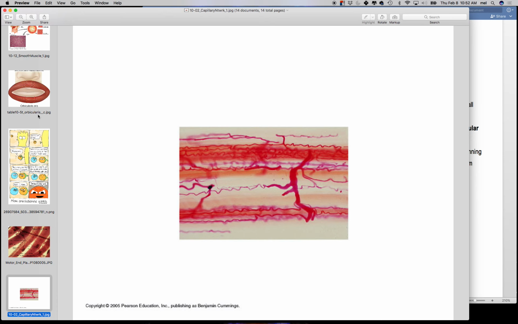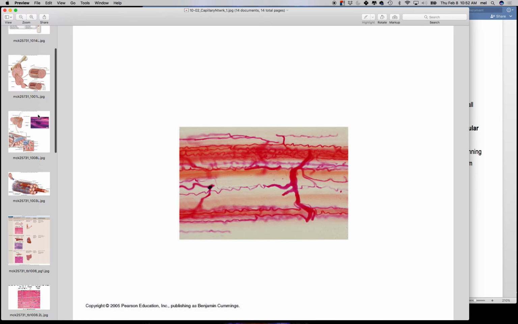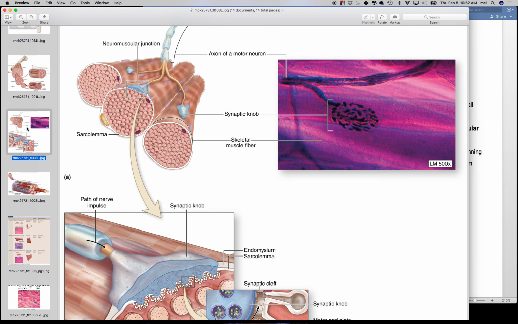In addition to being really, really vascular, it is also highly innervated. Remind me what I mean when I say highly innervated. Lots of nerves. Okay, so this is important. It's going to be important in both A and P.